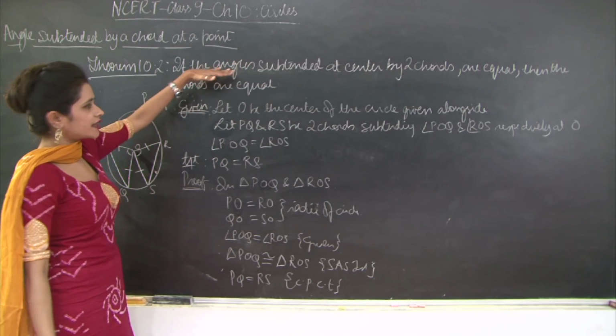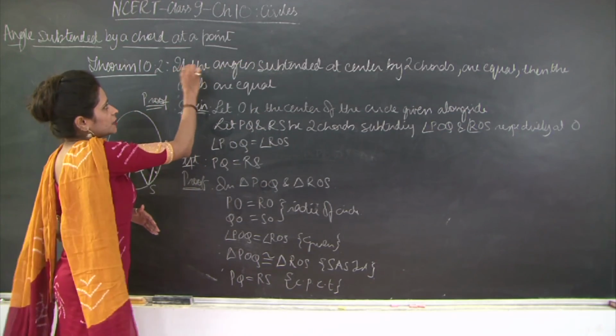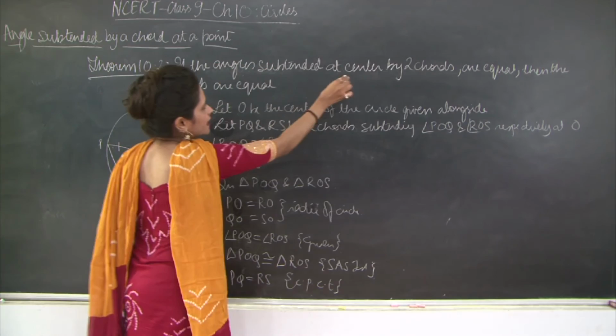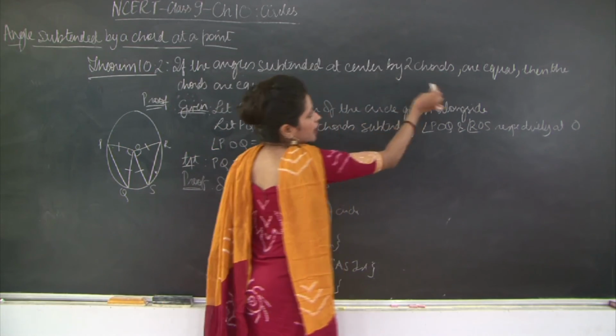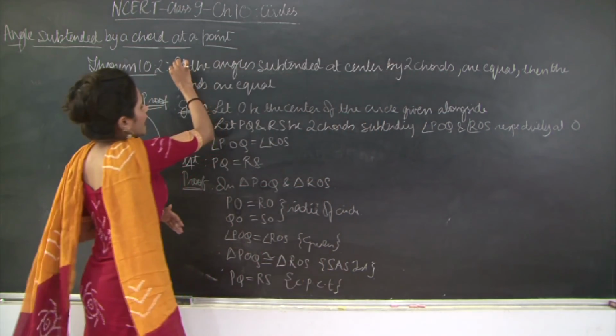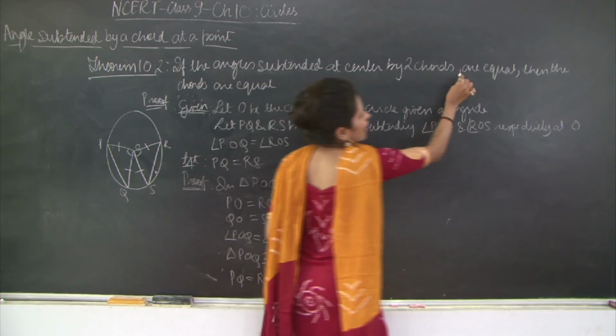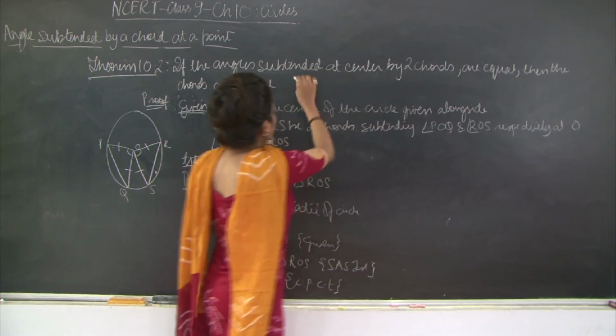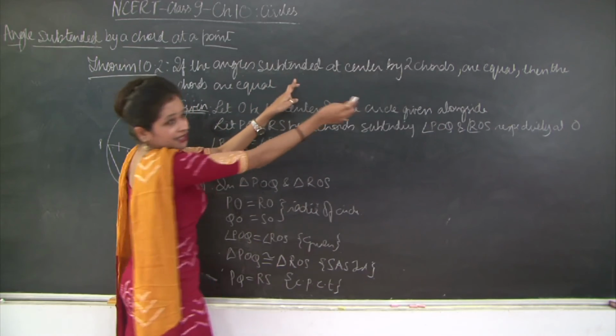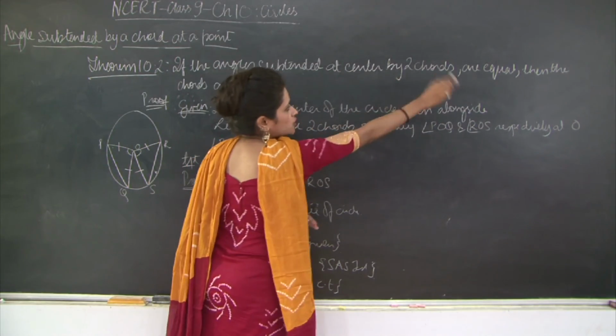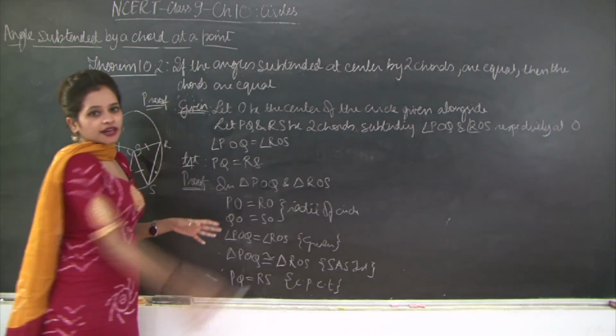So, just make sure that this statement is clear to you. This statement means that if the angles subtended at the center by two chords are equal, this means these angles are subtended by the two chords. So, you need to prove that the two chords are equal.